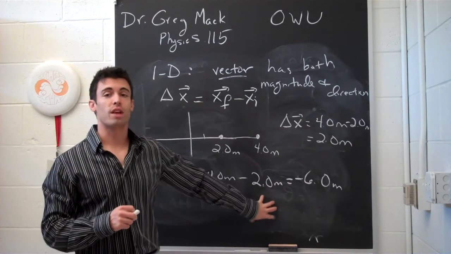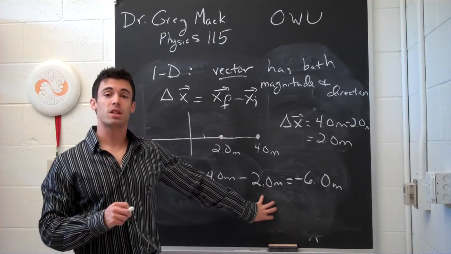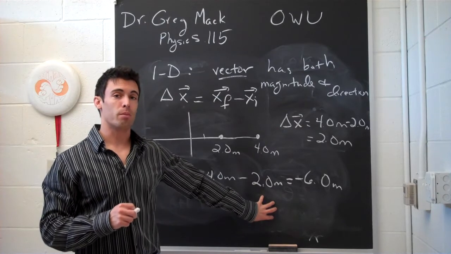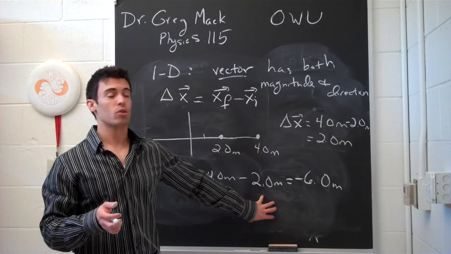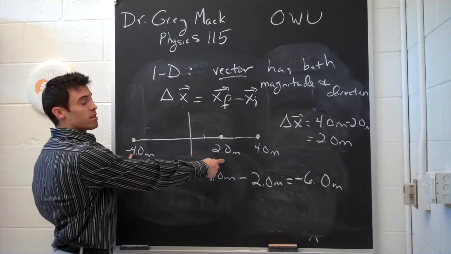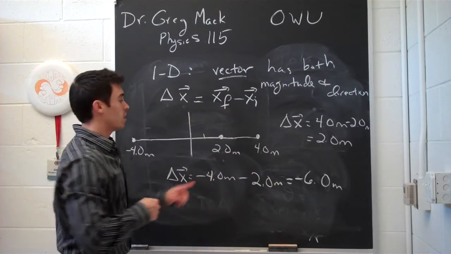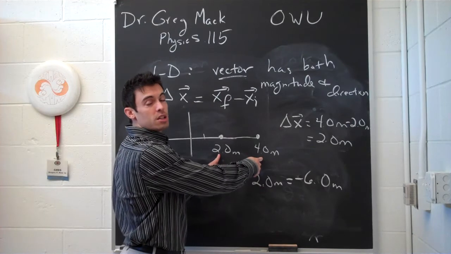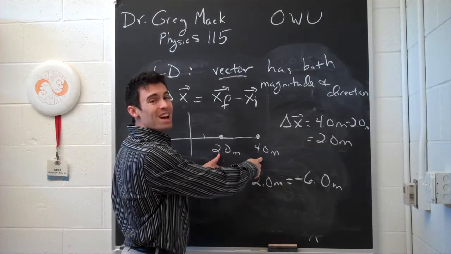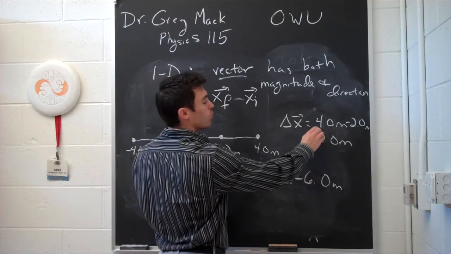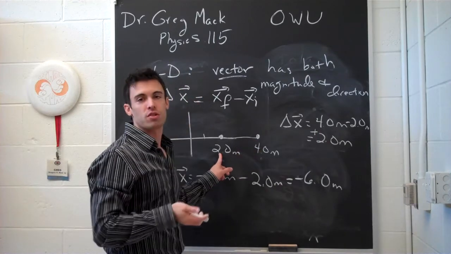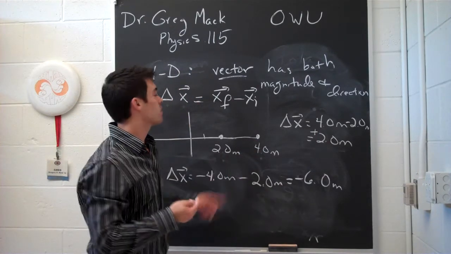Now, it's important to note that distance is not the same thing as displacement. Distance is a scalar, meaning it has no direction, it's just a number. So the distance from here to here is 6 meters. The displacement has been negative 6 meters. The distance from here to here is 2 meters. The displacement is, technically speaking, positive 2.0 meters. You could write that as plus. It's just usually taken to be understood that that is plus.